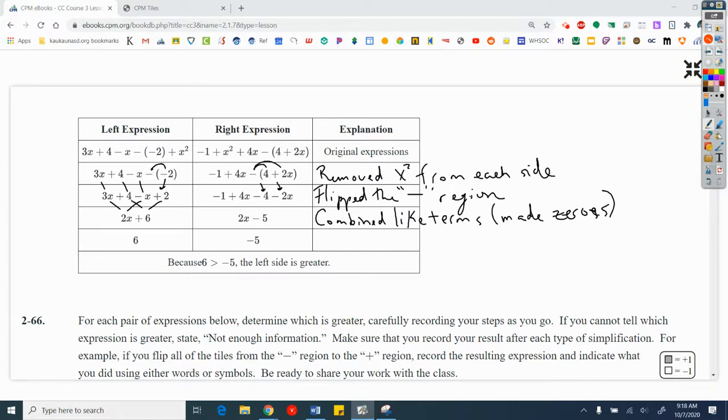So let's reiterate that. So 4x, right? x and x, those go together. Negative 1 minus 4, or negative 1 plus a negative 4, I get negative 5. Okay, and then one last step. We still have the 6, we still have the negative 5, but we removed 2x from each side. So which side's greater? We're going to say the left. Why the left? Because 6 is greater than negative 5.